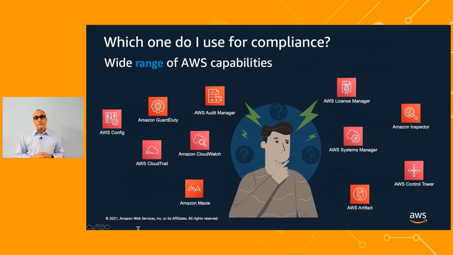But another challenge that we often hear is this one that you can see on the screen right now. Which one do I use for compliance? Which one do I use to collect my evidence for audits, to prepare for audits, so that I can ensure that my environment is not only secure, but is also meeting the compliance requirements? Do I start with GuardDuty? What is AWS Config about? How do I use Systems Manager? Do I have to use Inspector? Some customers may be overwhelmed by just the wide range of capabilities that we have in AWS.